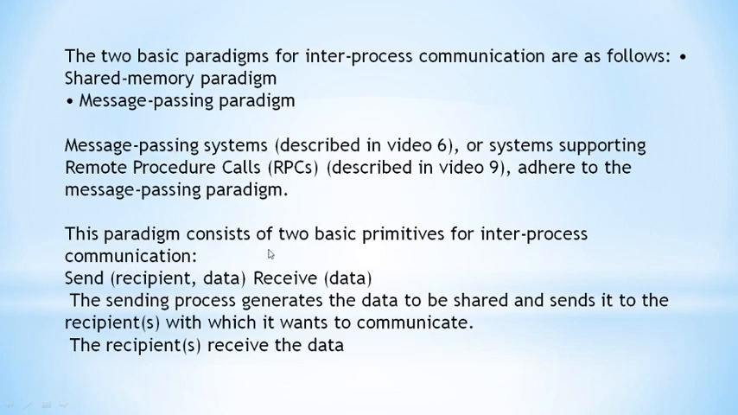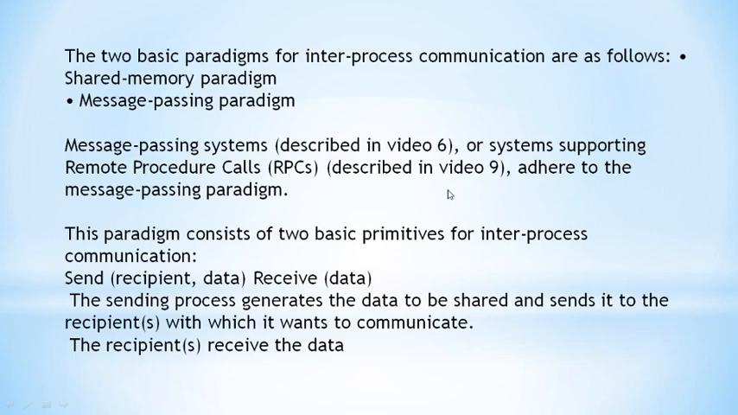This paradigm consists of two basic primitives. As you know, send, recipient comma data, and the recipient will receive the data. So these are the two main primitives in inter-process communication. The sending process generates the data to be shared and sends it to the recipient with which it wants to communicate, and the recipient will receive the data. So overall, all this we have discussed previously.